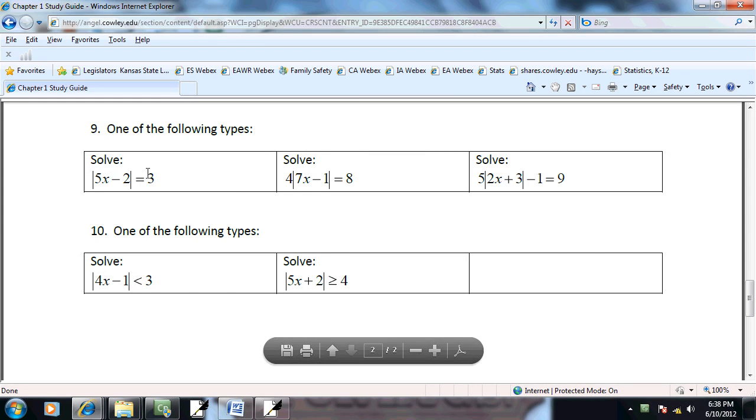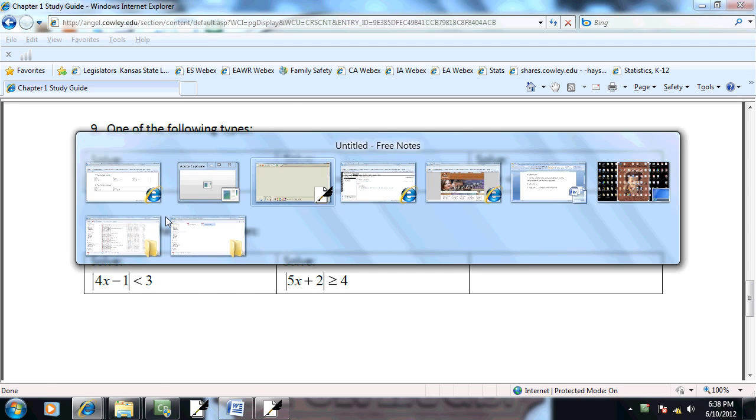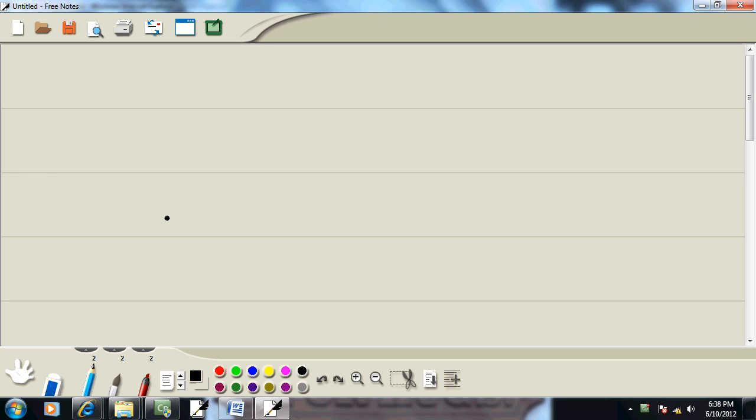Let's take a look at absolute value equations. I'll write the formula down for absolute value equations.